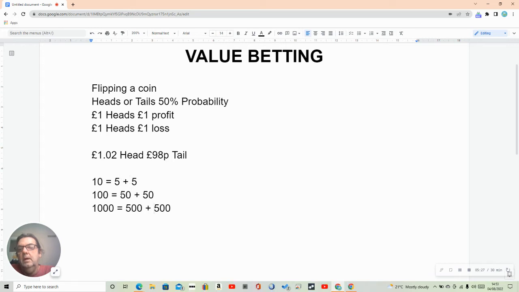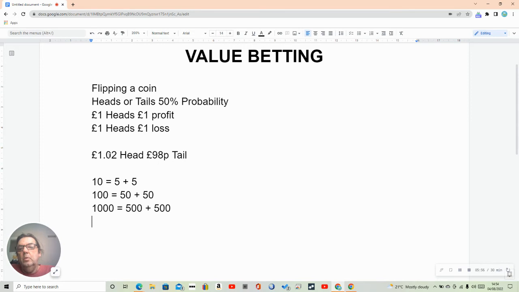But if you flip it 100 times, you're going to be a lot closer to 50 and 50, and if you flip it 1,000 times, you're going to be even closer to 500 and 500. And that's how value betting works. Basically, you're doing the volume game. So if you flip it 10,000 times, you're going to be even closer to 5,000. It's not going to be that far out, and the more times you flip it, the closer it's going to get to that centre point. And that's how you do the value betting.